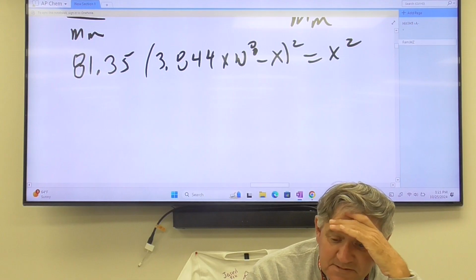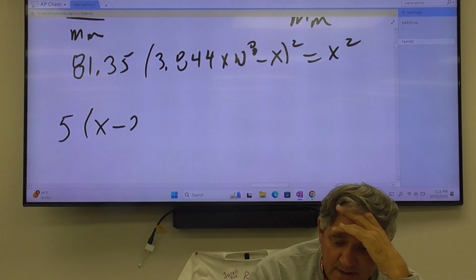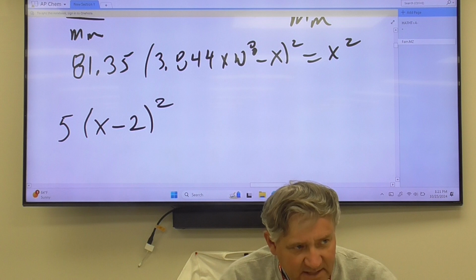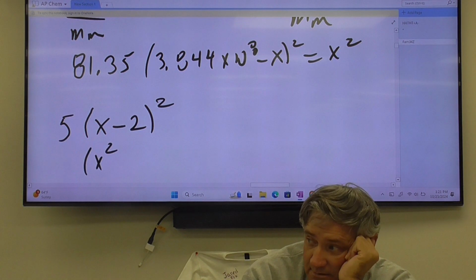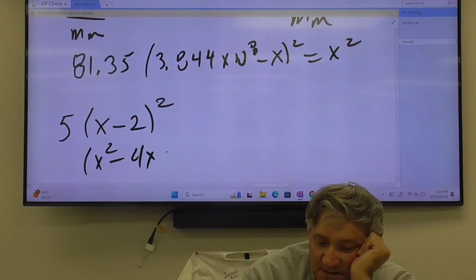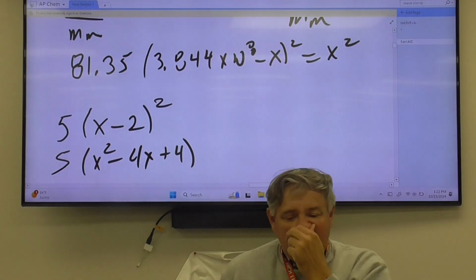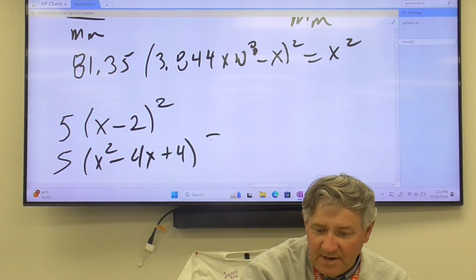So, let's do a quick refresher. Let's say that I gave you the quantity x minus 2, squared. What would you get when you would expand the quantity x minus 2 squared? x squared minus 4x plus 4, right? Times 5. Then you'd have to distribute the 5, and then you've got an x squared over here.